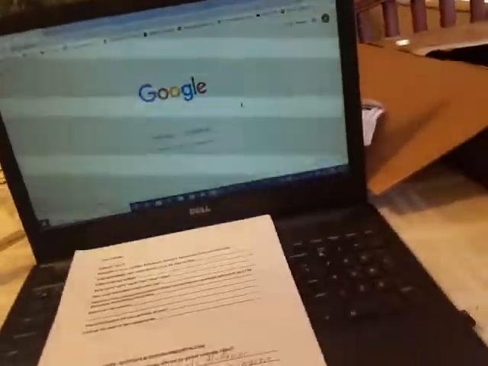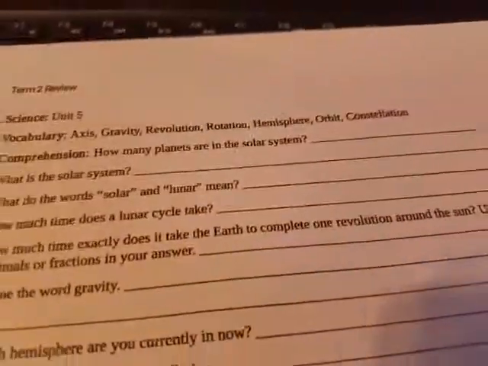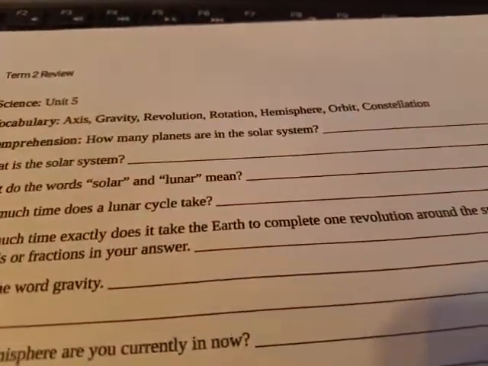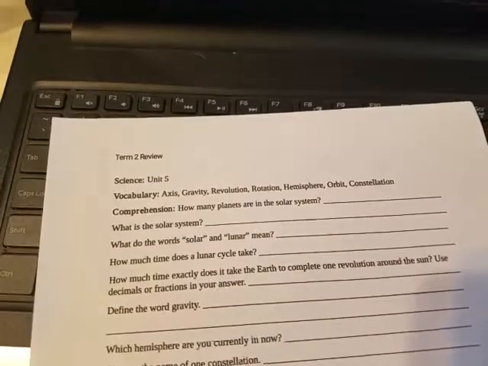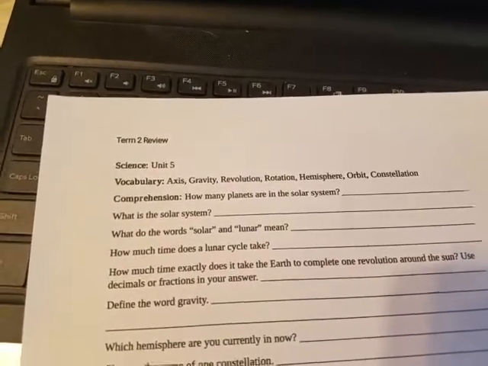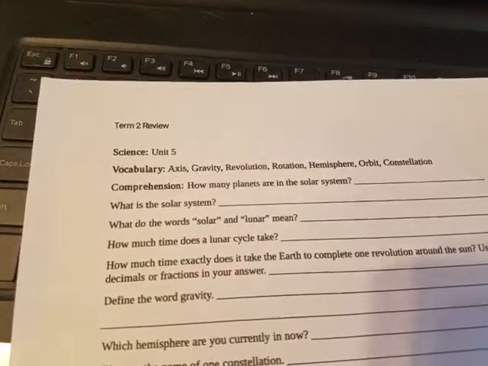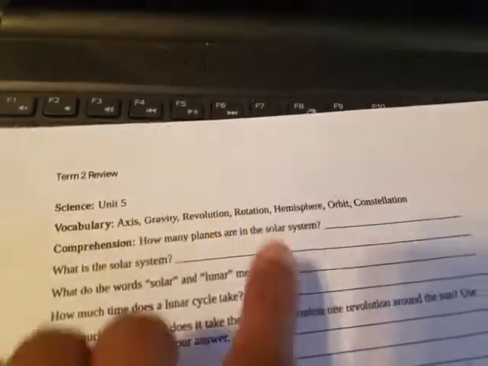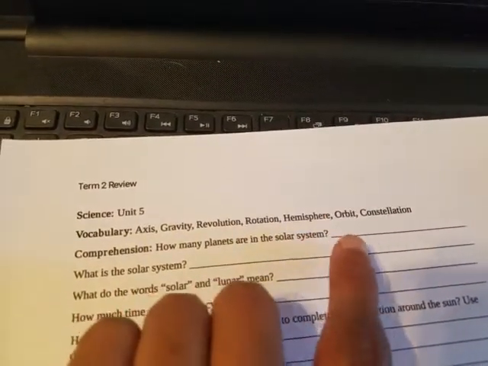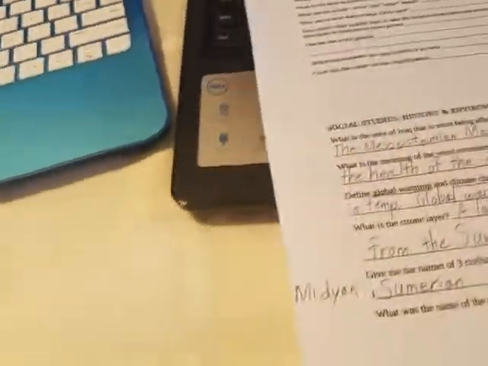So, in regards to this lesson, we're only going to review Unit 5, Systems in Space, because that is the only topic that's going to be on the final exam. So you have these vocabulary words: axis, gravity, revolution, rotation, hemisphere, orbit, and constellation. Okay? So I will go ahead and write down those definitions for you here.